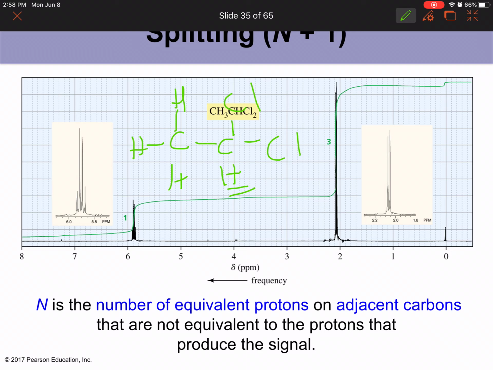Since the single hydrogen is close to 2 chlorines, it would be more deshielded. So this would be 1 hydrogen, and this would be 3 hydrogens, more shielded, close to 0. And the ratio is 1 to 3 hydrogens. Okay.